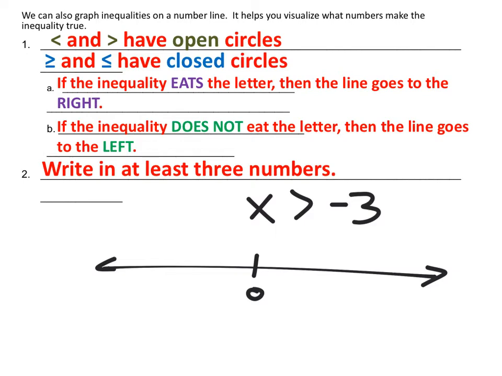So I'll read through this first, right? Less than or greater than have open circles, and greater than or equal to and less than or equal to have closed circles.